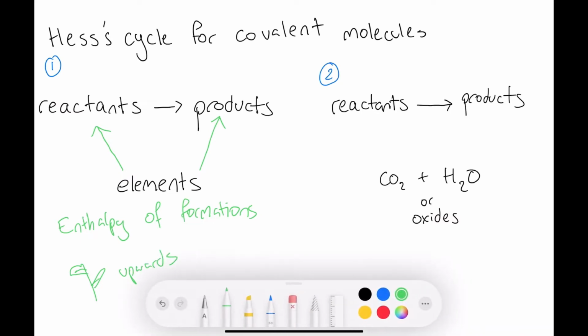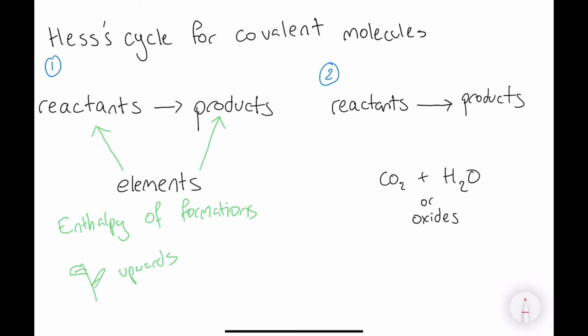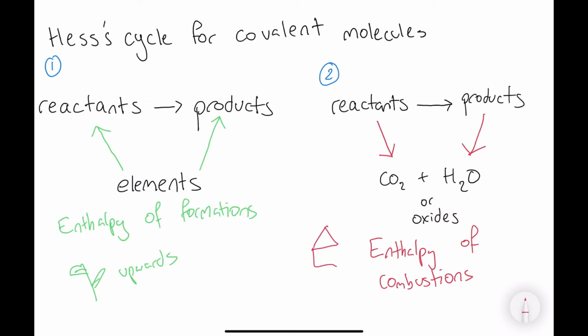The other enthalpies we will use are enthalpies of combustion. So you're going from the reactant to carbon dioxide and water, or its oxides. So you are drawing the arrows downwards for this Hess's cycle. And you can find these enthalpies in the data booklet. To remember the direction of the arrows for enthalpies of combustion, you can remember that a house burns downwards.